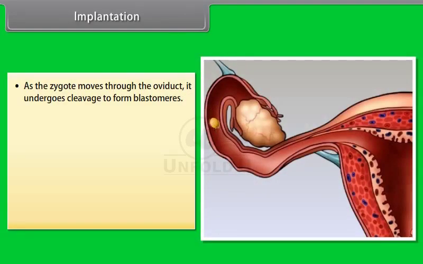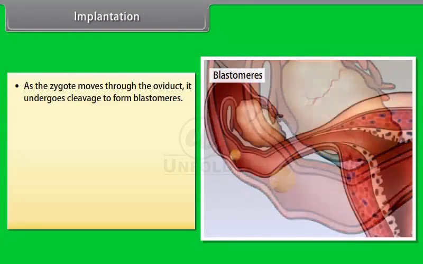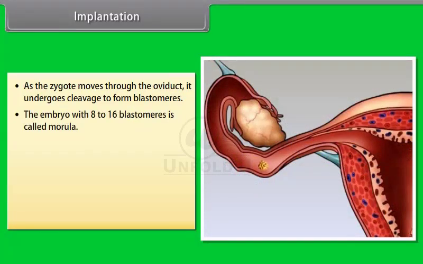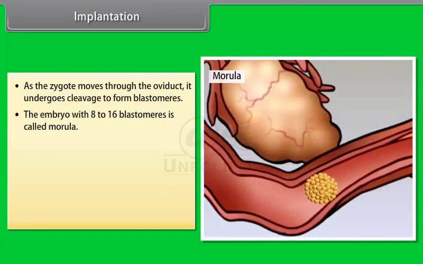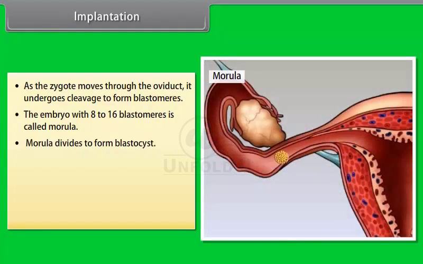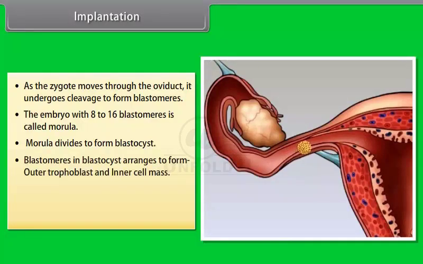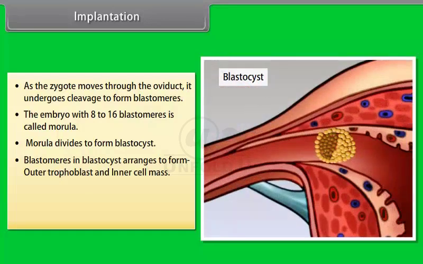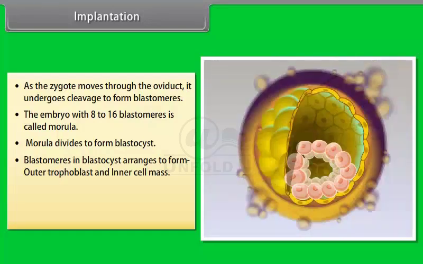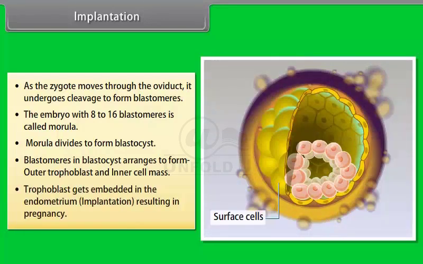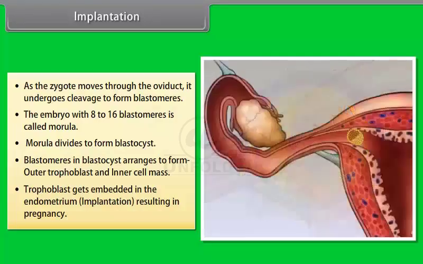Implantation. As the zygote moves through the oviduct, it undergoes cleavage to form blastomeres. The embryo with 8 to 16 blastomeres is called morula. Morula divides to form blastocyst. Blastomeres in blastocyst arrange to form outer trophoblast and inner cell mass. Trophoblast gets embedded in the endometrium, called implantation, resulting in pregnancy.